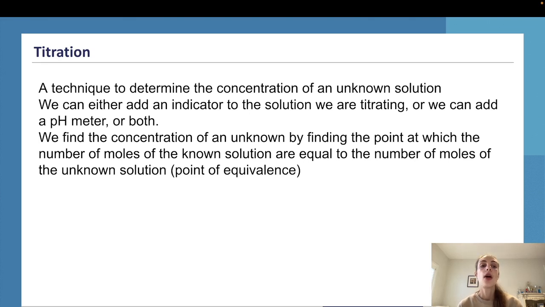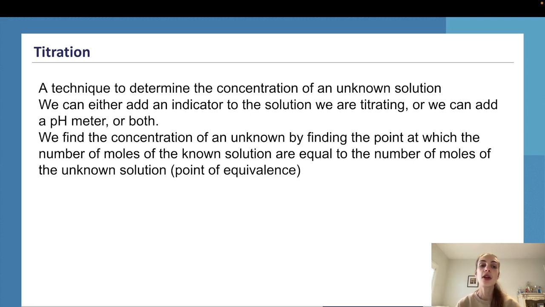And so we're ultimately wanting to try to find the concentration of an unknown by finding the point at which the number of moles of the known solution are equal to the number of moles of the unknown solution. And so this is where we consider our equivalence point to be, and this is what we're going to then be measuring using our endpoint. And so remembering that our endpoint is going to be the point at which the pH changes, and so there'll be slightly more of one concentration than the other.